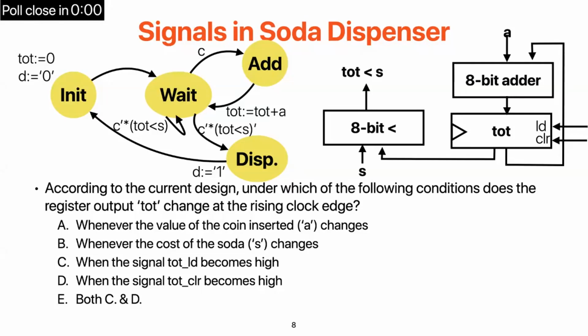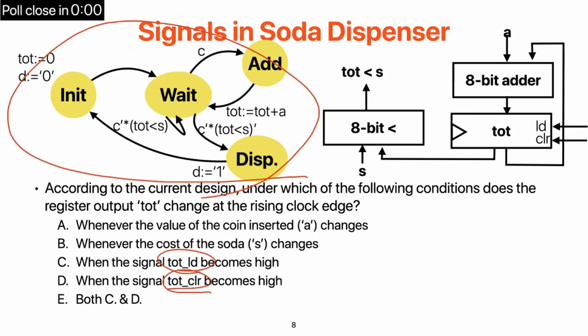Okay, so the question I have, according to the current design, right? In this current design, what changes? So this is the current design. Do you see anything that would make these two signals change? Well, there's the 8-bit adder, and then there's the dispense. Wait, hang on. There's an initialization, and then there's add.